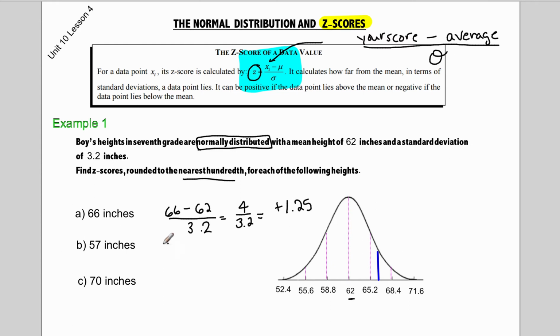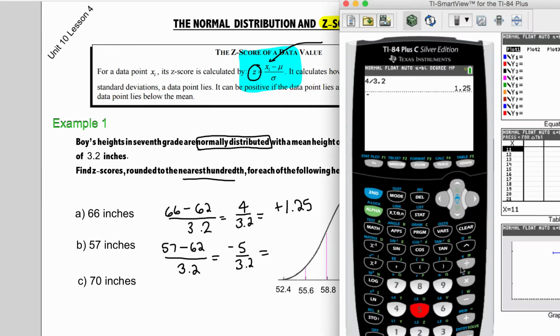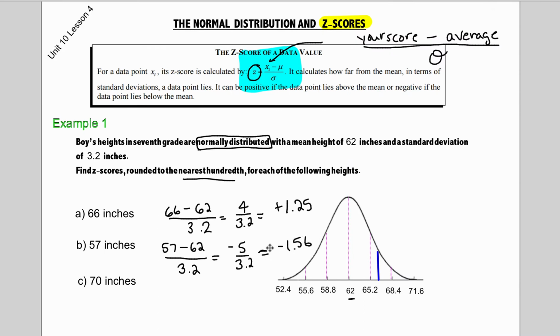How about 57 inches? Well, we always start with the data. We subtract the average. Uh-oh, this kid's below average because 57 is below 62. And we divide it by 3.2. So that is -5 divided by 3.2. That's -1.56, because we said we were going to go to the nearest hundredth. So we're 1 standard deviation and a half below. If I had to estimate that, here's 1 standard deviation below, and halfway would be right about in there.